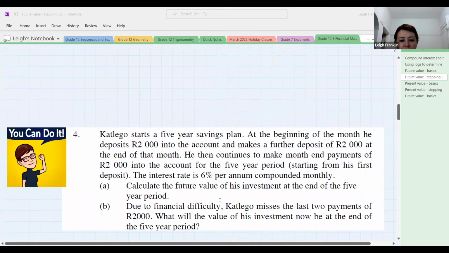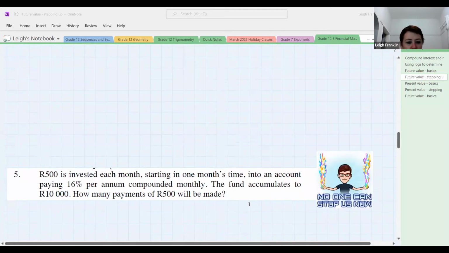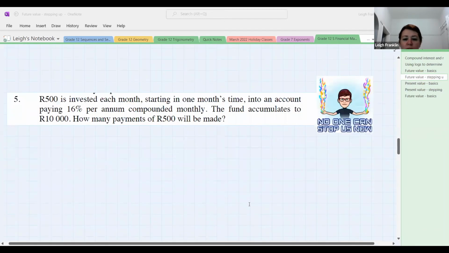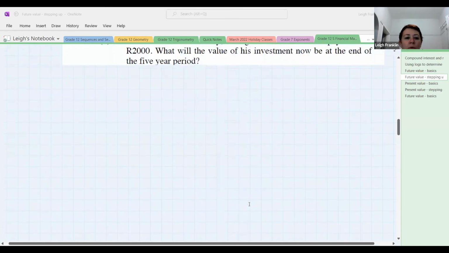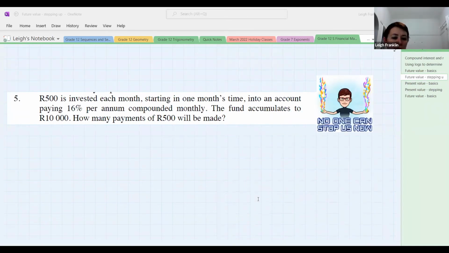This is something that I do want to come back to because I want to show you what happens when we miss payments. But what I'd like to do is just jump forward to this question, and then I will happily come back to that one. The reason that I want to do this is because here they are asking us to calculate the number of payments that are going to be made.